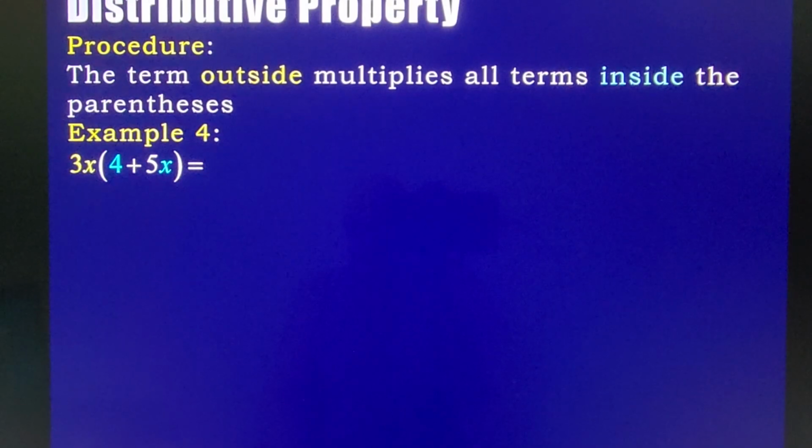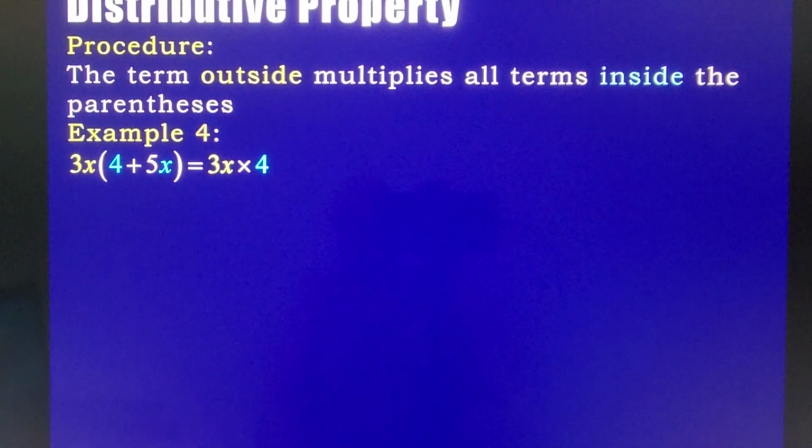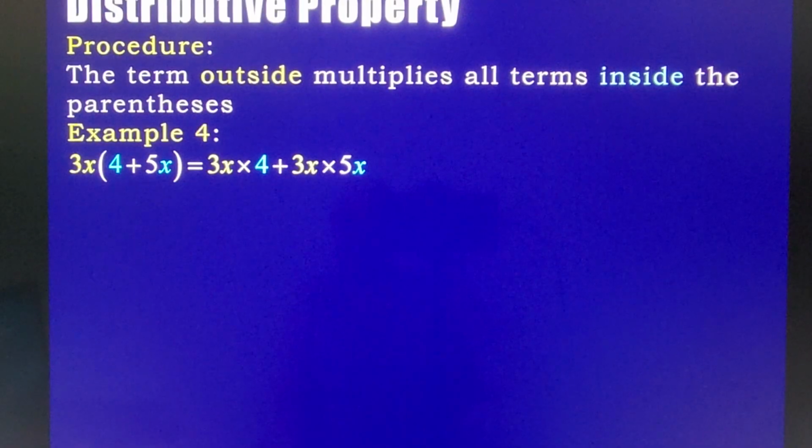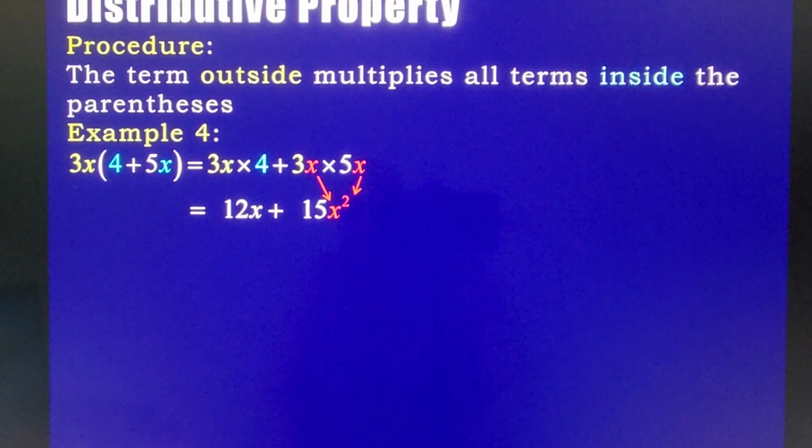Here, same principle. I have 3X times parentheses 4 plus 5X. I multiply and do the math on what I can. 3X times 4 plus 3X times 5. 3X times 4 is 12X plus 3X times 5X. We can do the math on the 3 and the 5. 3 times 5 is 15. And X times X, X is multiplied by itself 2 times, so it becomes X to the 2nd power.